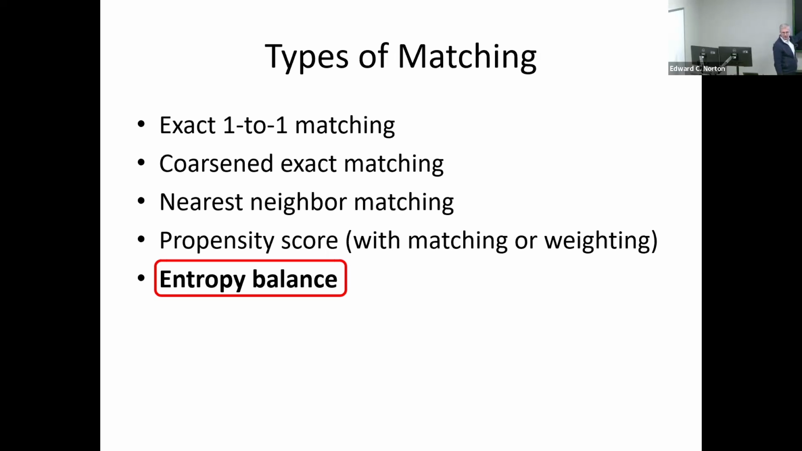Propensity score analysis, I assume people are fairly familiar with that. What it does is it takes all the covariates, it creates a single index, a single number: how likely are you to be in the treated group or not, as a function of all the observable characteristics. And then given that score, there are two ways to go. One is you do some sort of matching based on this index, on this number, or there's something called inverse probability weighting.